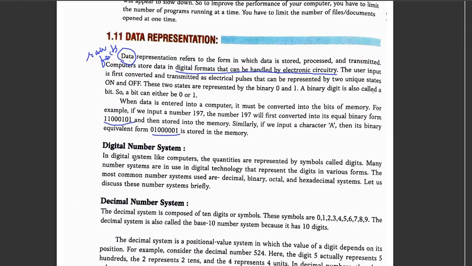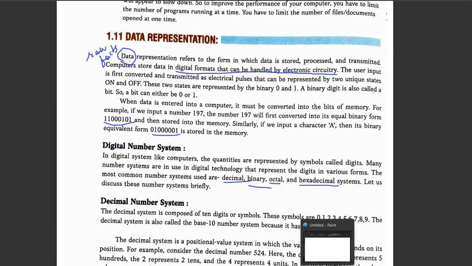Okay, so digital number system means the number systems that are used by digital devices or the electronic technology or the digital technology or the computers. The number systems that are used are called digital number systems, that's it. So there are different types of digital number systems: decimal number system, binary number system, octal number system, hexadecimal number system. Most common are these four.